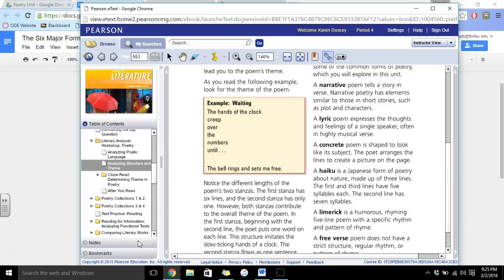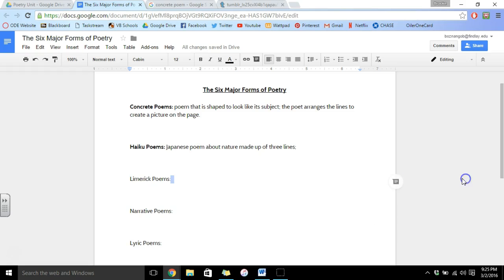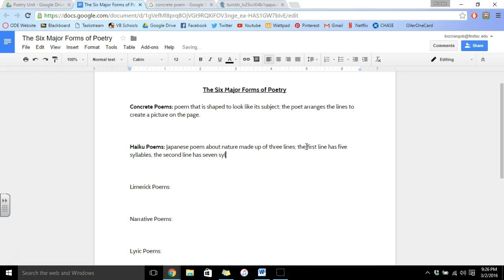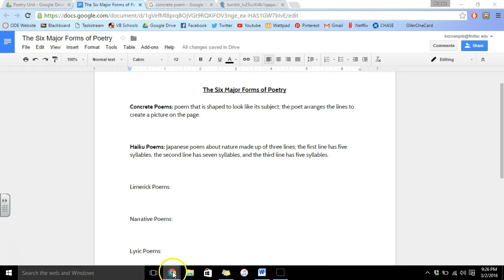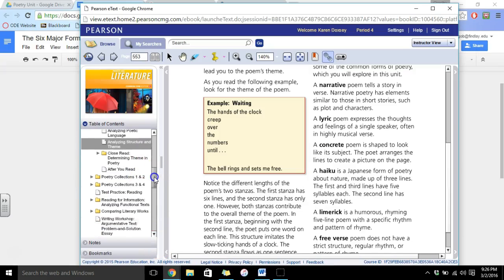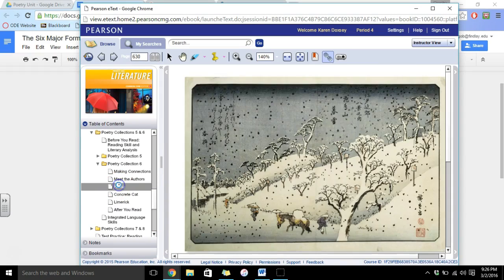The first and third lines have 5 syllables each. The second line has 7 syllables. The first line has 5 syllables, the second line has 7 syllables, and the third line has 5 syllables. Haiku poems are real short, but they're very precise.